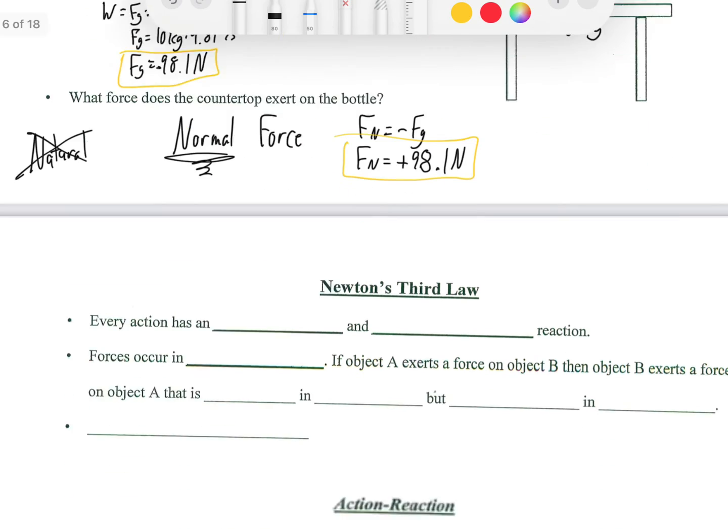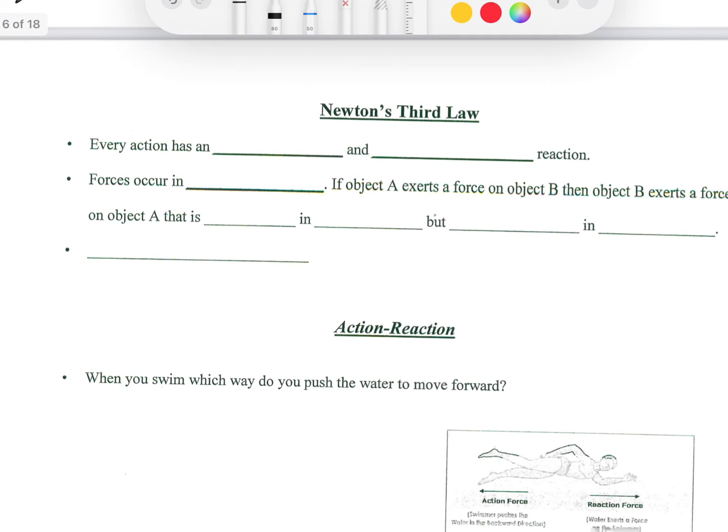Alright, so now let's take a look at Newton's third law. We've mentioned the first law and the second law, so now we want to move on to the third law. And the third law states that every action has an equal and opposite reaction. And we'll see what that means in a second. So that means that forces occur in pairs.